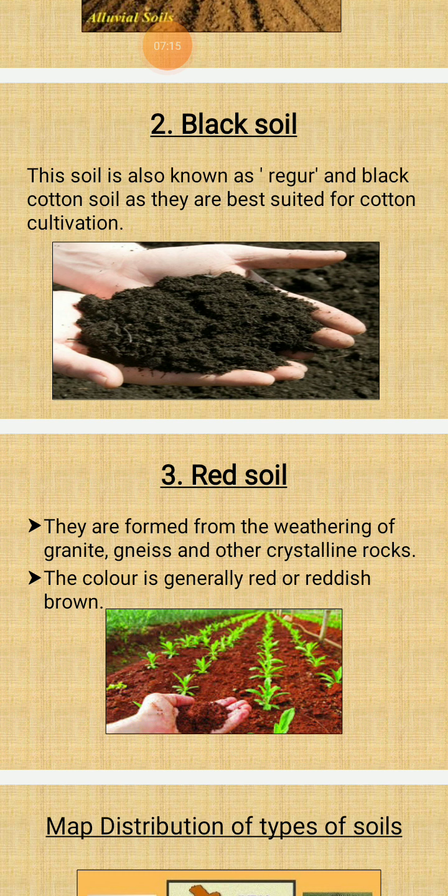Now, black soils are largely found in the Deccan basalt trap region, including Maharashtra, Madhya Pradesh, parts of Telangana, northern part of Karnataka, parts of Gujarat, and Tamil Nadu. They occupy about 5.46 lakh square kilometers in India.